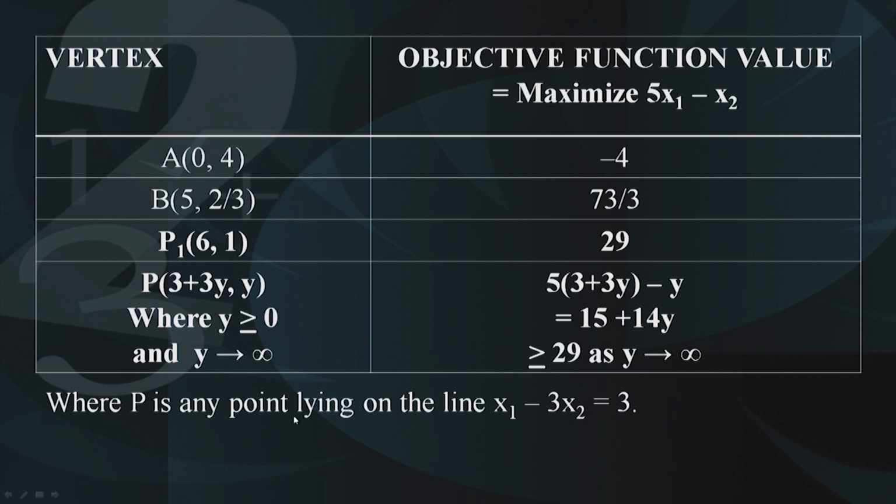And we see that as the value of y goes to infinity, that is, as the value of y increases, the value of the objective function will also increase, and this is an indication that the problem has an unbounded solution. So, this particular problem has an unbounded feasible region and the solution is also unbounded.